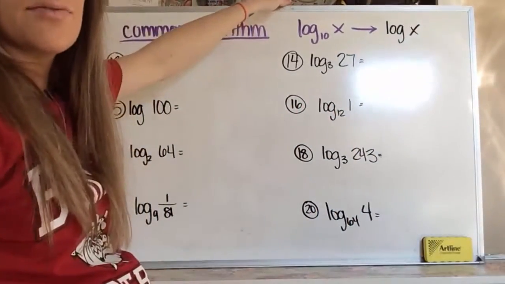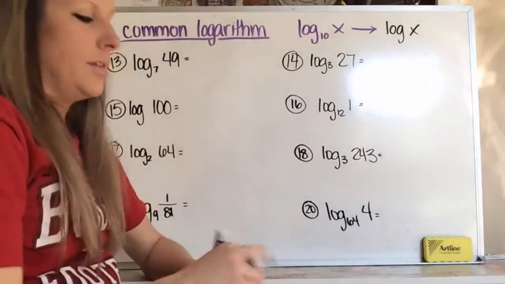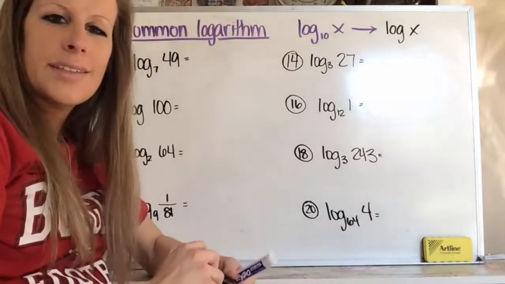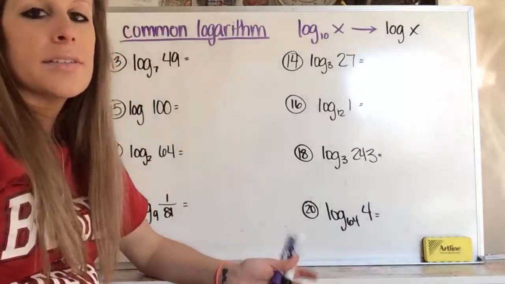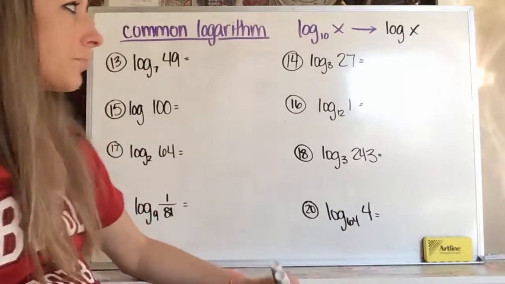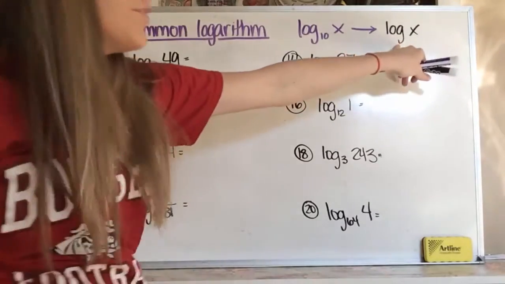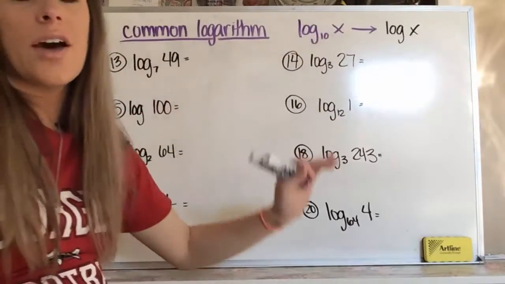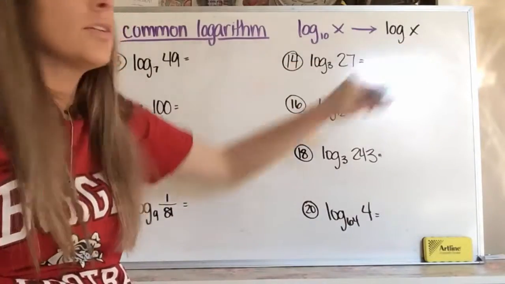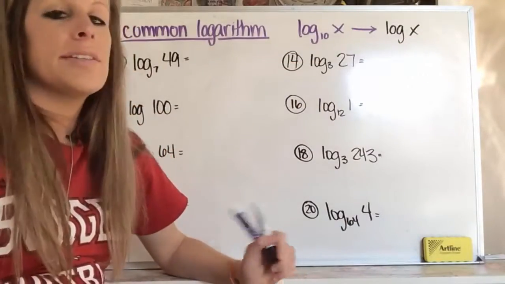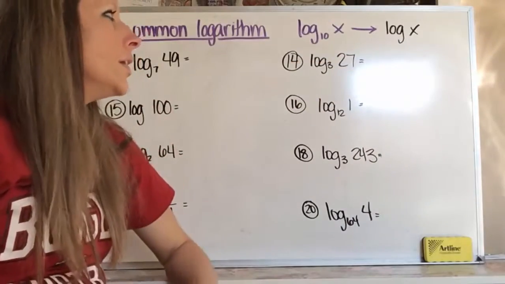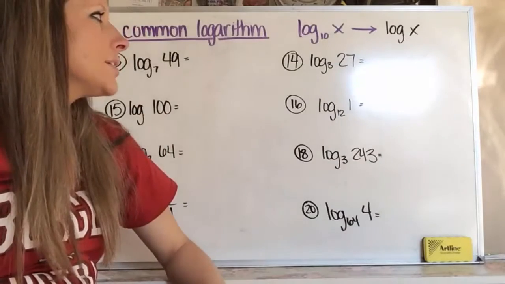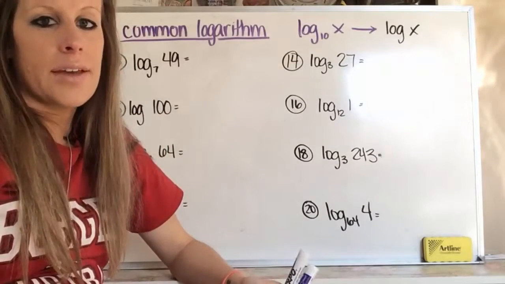So 10 is kind of like an understood base. You know how we have sneaky ones that is just kind of an understood one? With logs, the base is 10. So vice versa. If you see a log without a base written really little next to it, it's a base of 10. Okay, so write that at the top. Log base of 10 of x is the same thing as log of x.